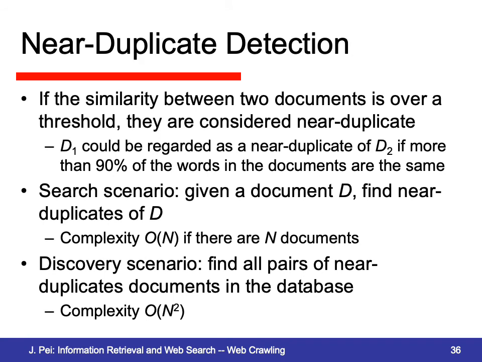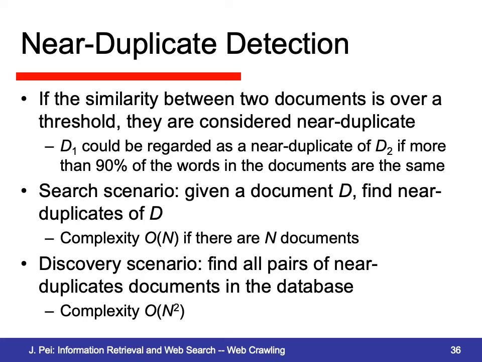If the similarity between two documents is over a threshold, then we consider the two documents near duplicates. The near duplicates may be caused by, for example, advertisements on the web pages. So the same page may be embedded with different advertisements, but the contents are still the same. Or there could be different affiliations, different host information, so that the contents are the same, but the two pages have a very small difference.